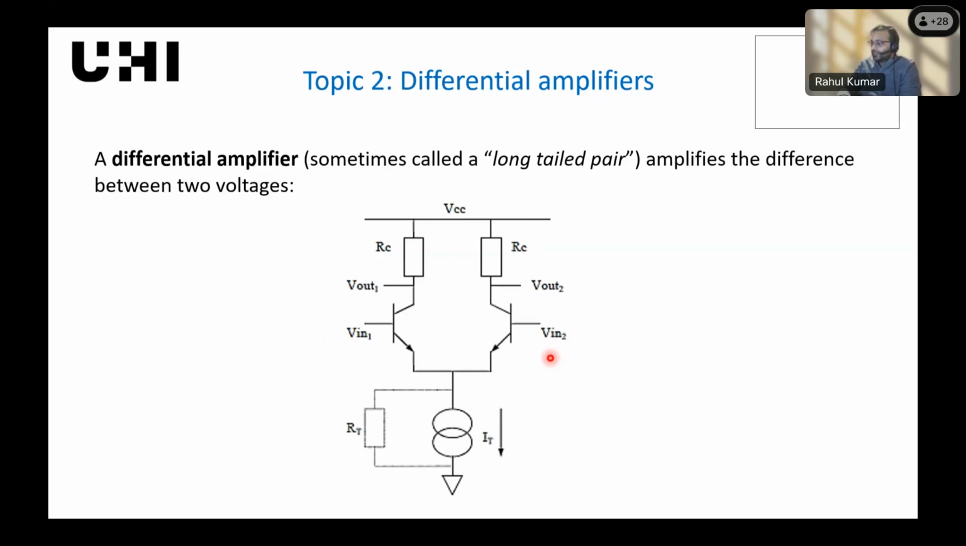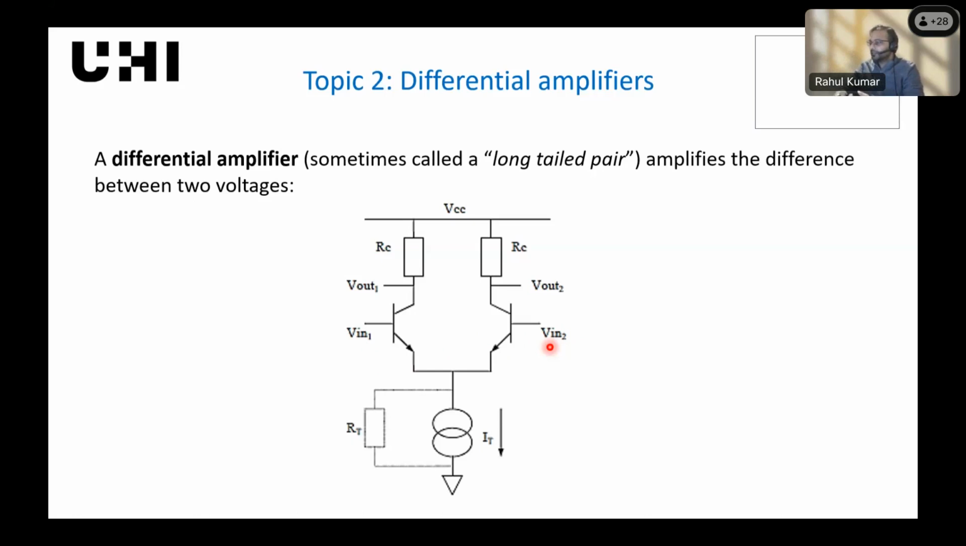However, the two voltages are quite close. There is a very small difference between the two voltages, and we want to amplify that difference. So we will get two output voltages, again different, but with a bigger difference. So we can use this circuit to measure small differences. We can amplify the small differences and measure them.